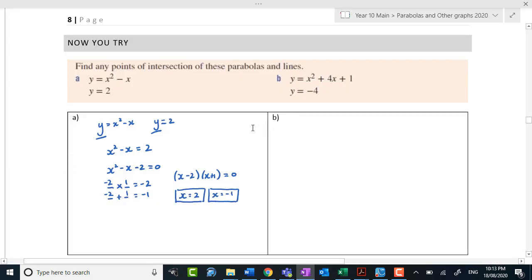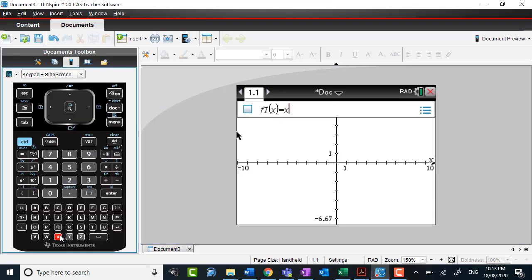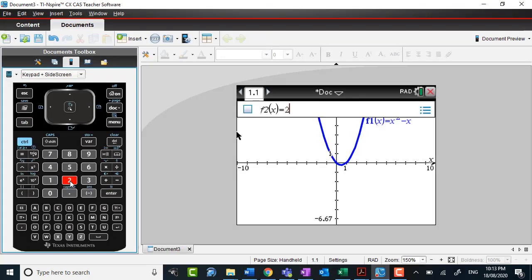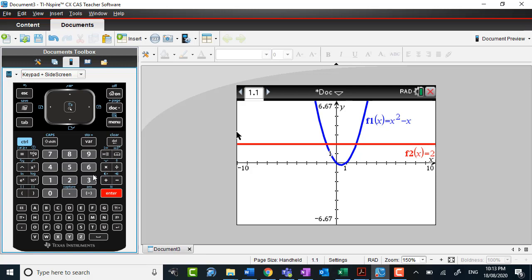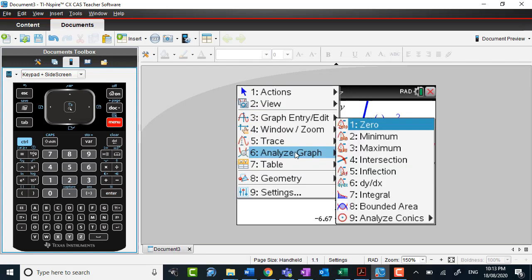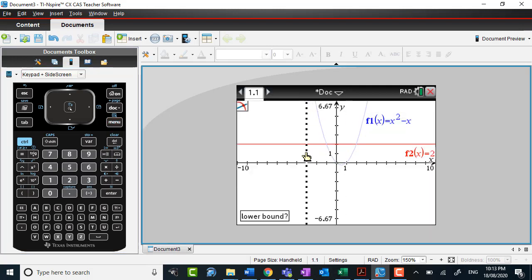And we're going to put in x squared take x. So put that in. So you really need to be practicing your CAS calculator. All right. There's x squared take x, and then we've got y is equal to 2. You can see there that there's 2 intersections. And if we go to menu, analyze graph, intersection, practice, choosing to the left of the point and selecting, and then dragging it across and selecting again. You can see there's one of our solutions.